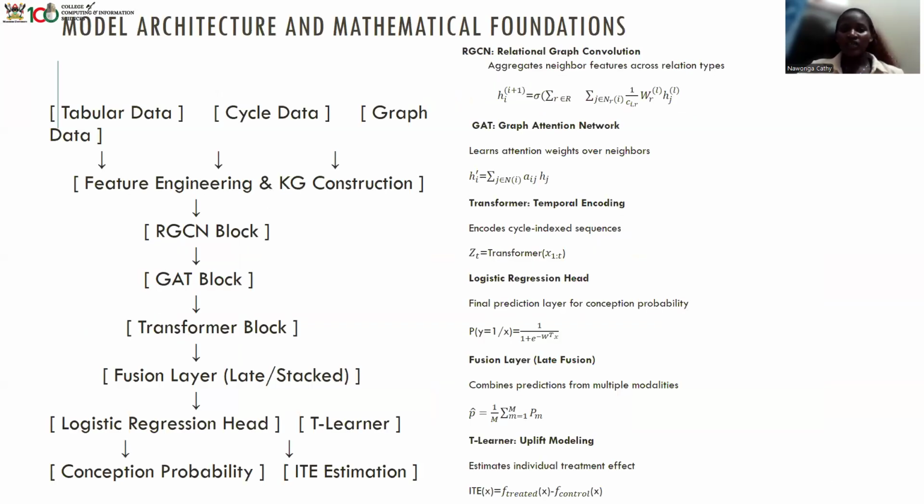This slide summarizes the mathematical backbone of our architecture. We use RGCN for relational graph reasoning, GAT for attention-weighted aggregation, and a transformer for temporal encoding across these cycles. These embeddings are fused and passed into a logistic regression or T-learner to estimate conception probability and treatment effects.